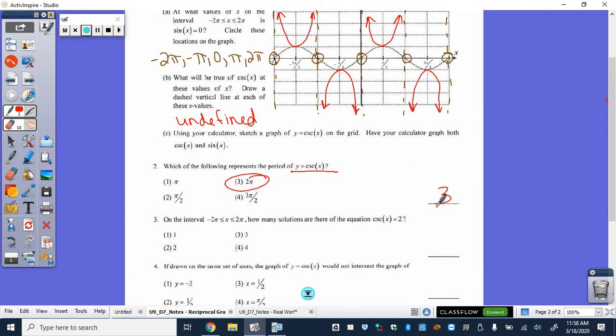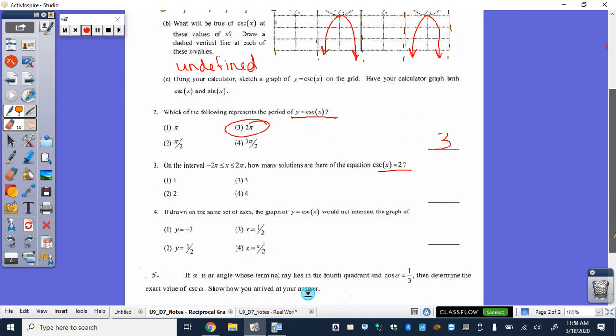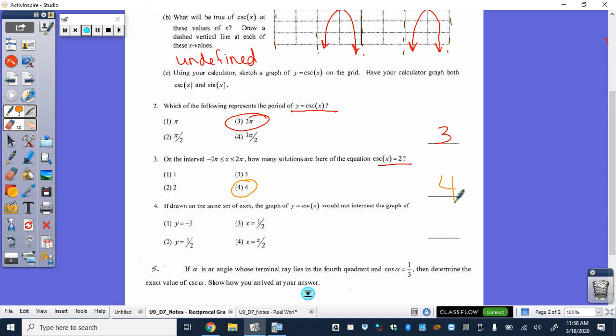How many solutions are there where cosecant equals a 2? I'm going to draw. 1, 2, 3, 4. There is 4 of them. If drawn in the same set of axes, the graph of y equals cosecant would not intersect which graph? Again, those are verticals, so not even an issue here. It cannot intersect anything for your y values between 1 and -1, so it would not intersect at y equals 1/2.